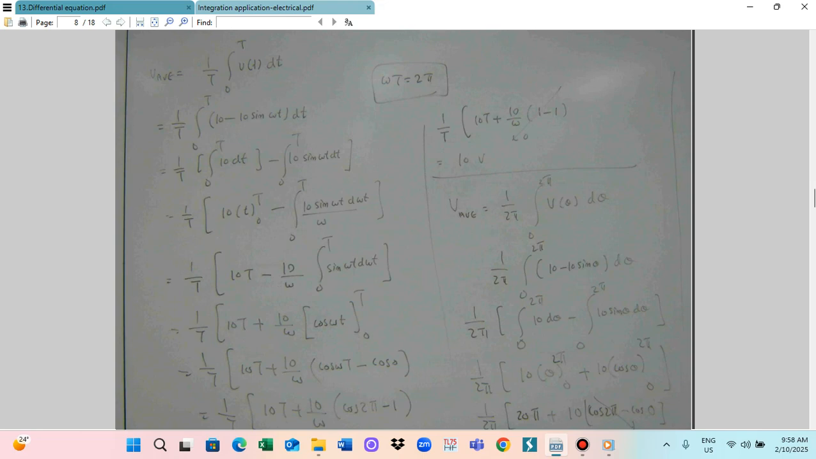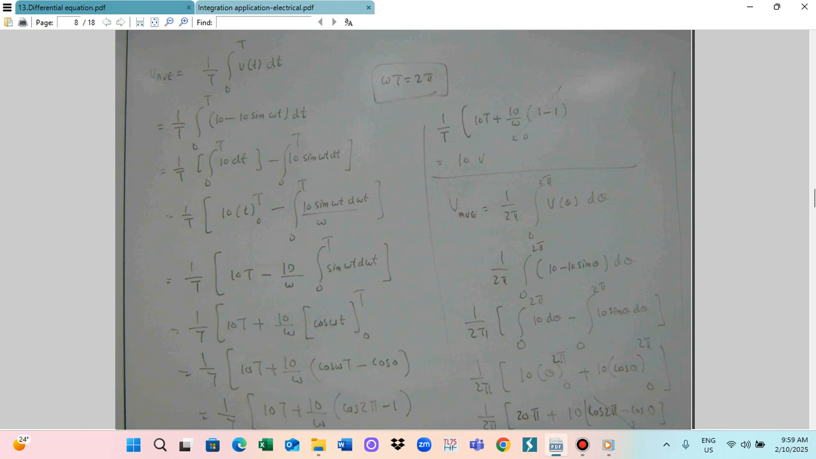By this rule, you integrate 10 dt, so only the t comes out, 10 times t. So this becomes 1 by T, 10 t from 0 to T, substitute, minus. Here it is omega t, which is only t, so you have to divide by omega. So 10 sine omega t dt, with omega t divided by omega. Otherwise you cannot integrate the sine omega t, so put the omega at the numerator, and in the denominator you divide by the omega.